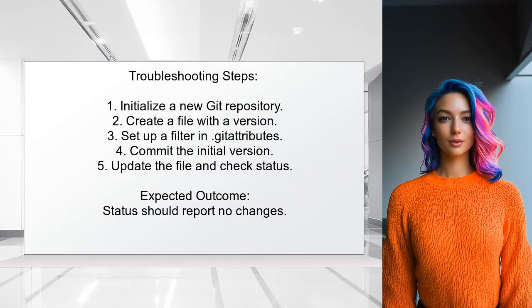To troubleshoot, the user suggested initializing a new Git repository, creating a file with a version, and setting up a filter in the .gitattributes file. After committing the initial version, they updated the file and checked the status, which should show no changes.